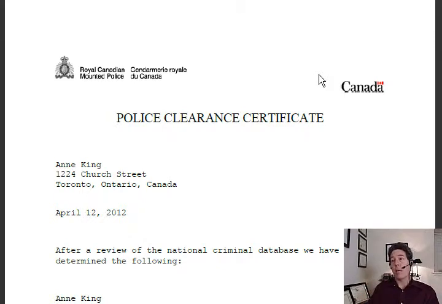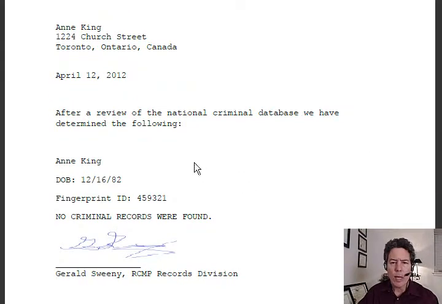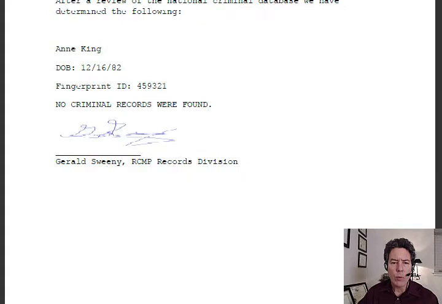So if a criminal conviction actually happened in the United States, those are going to be the two components of it, right? And the other thing about it is that police clearance certificates can be issued from foreign countries. And so this police certificate clearance letter is one by the Royal Canadian Mounted Police, and it says, after review of the National Criminal Database, we've determined the following. There's your name. No criminal records were found.